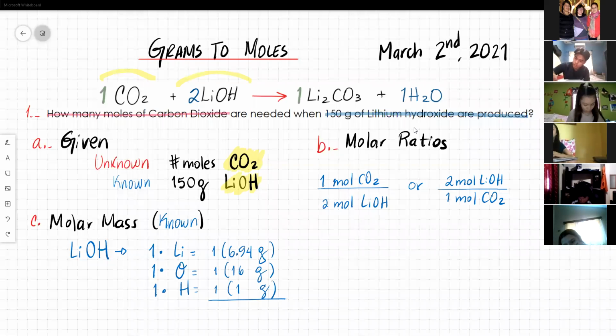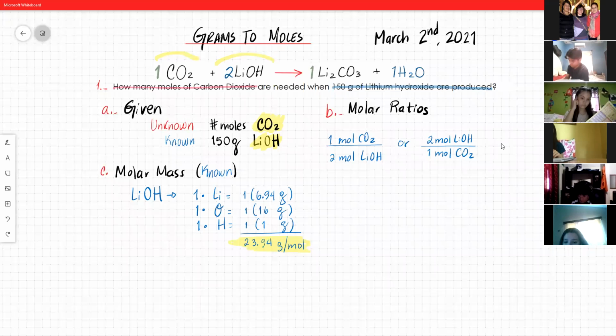Grams over mole. Well, that's what I got, 23.94 grams over mole, okay? Now, what do I do with this information? Take a look. This molar mass that I got here, I can write it as a ratio too, because remember, I will use this information as a conversion factor. So I'm going to write it as a ratio.